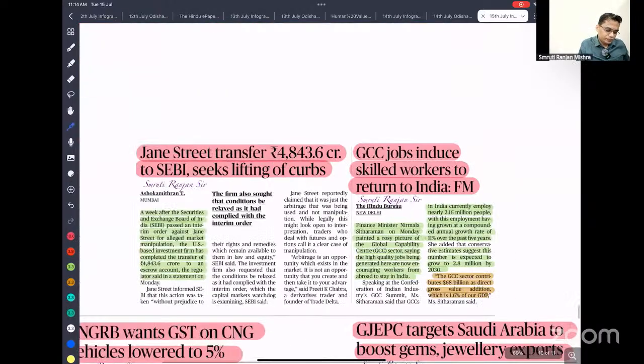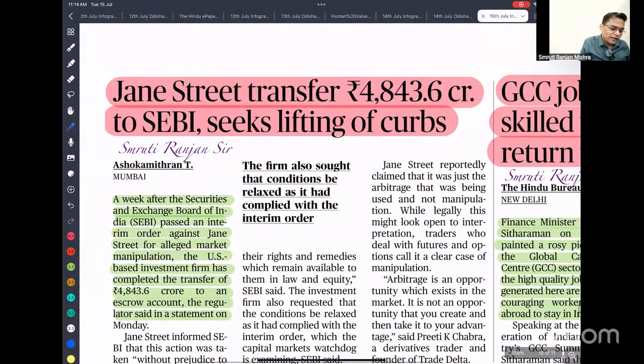Okay. So the next important article is Jane Street transferring 4,843 crore to SEBI, seeking to lift the curbs. Because recently SEBI accused Jane Street of manipulating the stock market to gain a huge amount of profit from the market.